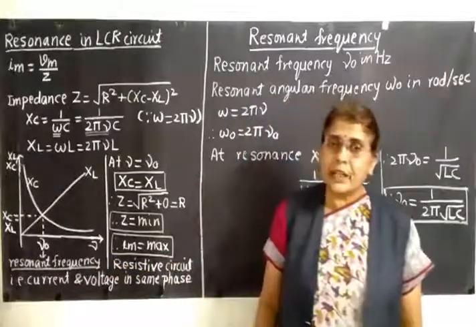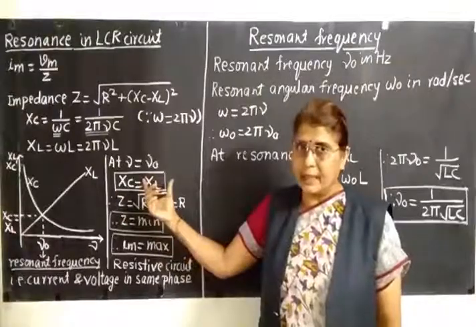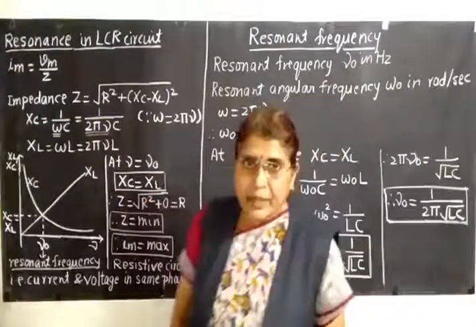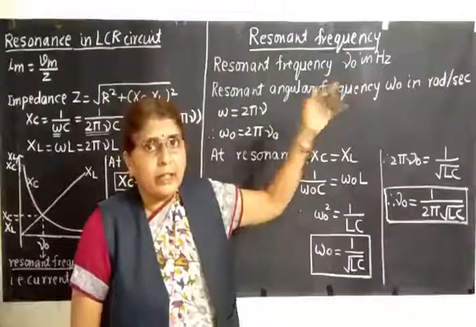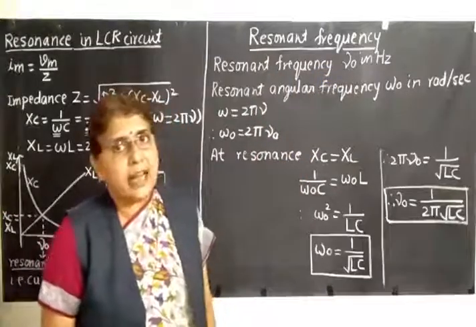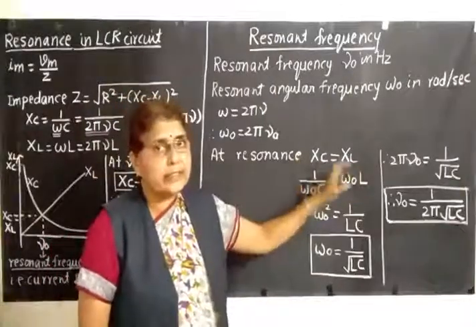This phenomenon we call it as resonance, and that particular frequency nu 0 is called as resonant frequency. And what is the condition of resonance? Condition of resonance is Xc is equals to XL. The next point we have done is we have derived an expression for resonant frequency. So the derivation starts with the condition of resonance Xc equals to XL. Put the value of Xc and XL.